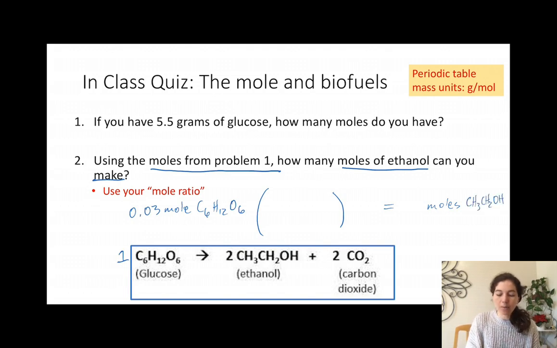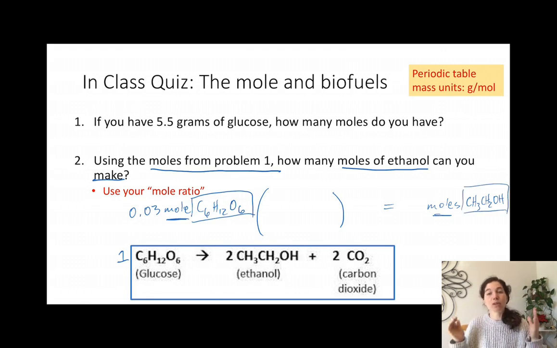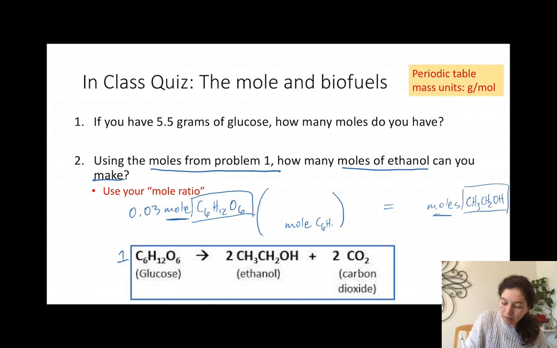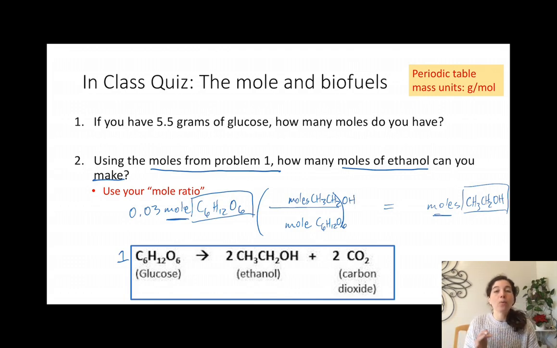Our new unit here, what we're trying to solve for, is moles of ethanol, CH3CH2OH. Now you might think this is the same unit because they're both moles, but if we look here, they're different substances. So I don't consider these the same unit because they're different chemical compounds. This is moles of one thing, and we're trying to turn it into moles of another. It's going to be a different value. So when I write this down, moles of glucose, C6H12O6, to moles of ethanol, CH3CH2OH.